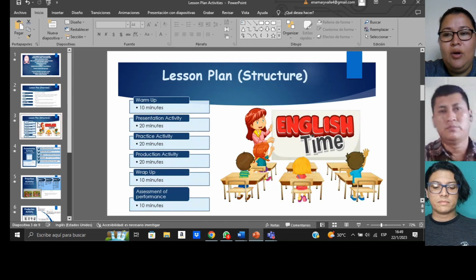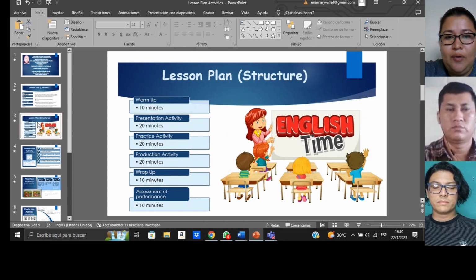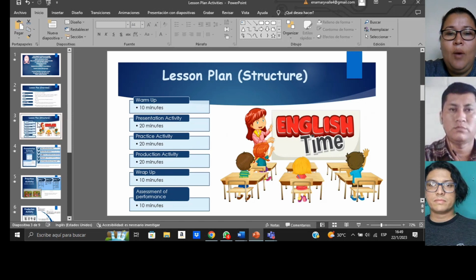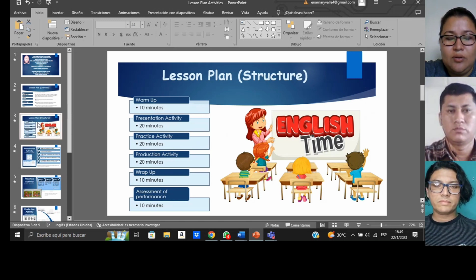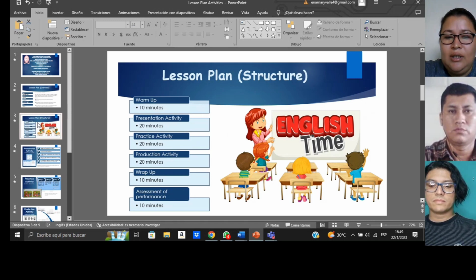And now I'm going to talk about the structure of the lesson plan. The warm-up, the duration of this activity is 10 minutes. The presentation activity, practice activity, and production activity, the duration is 20 minutes each. And the wrap-up, the duration is 10 minutes. And assessment of performance, 10 minutes.